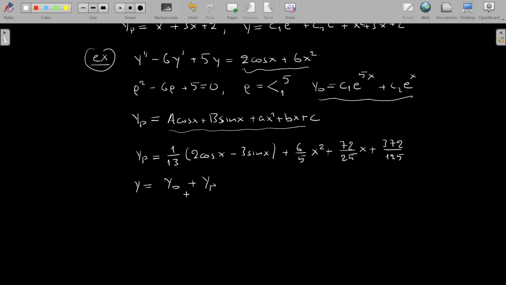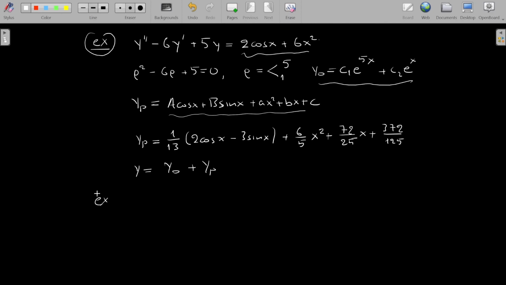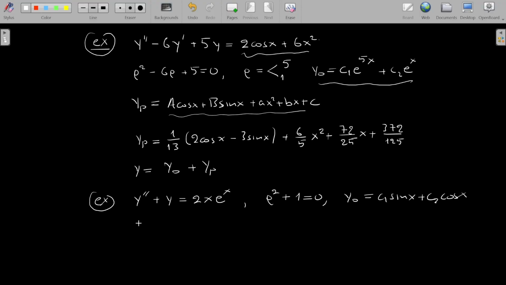Now, another example. y'' + y = 2x e^x. Again, the characteristic equation is ρ² + 1 = 0. So this is very known, plus 2 cos of x. And we'll search for a solution of this kind, (ax + b)e^x.